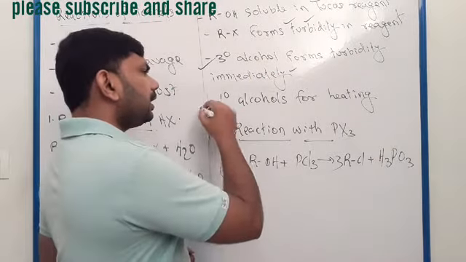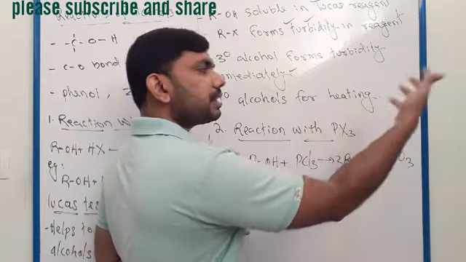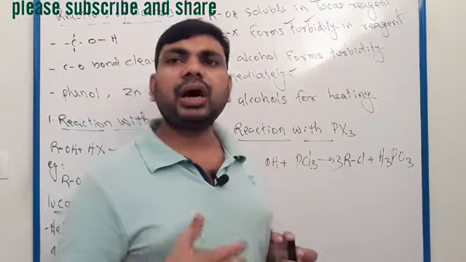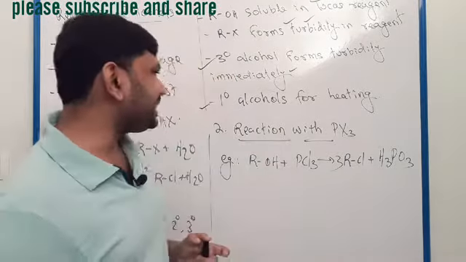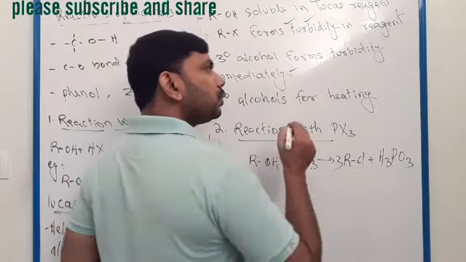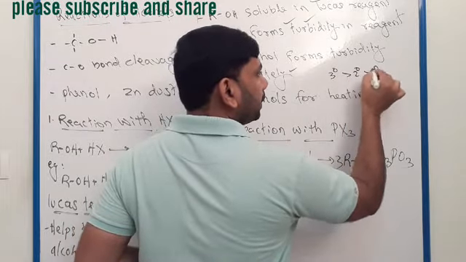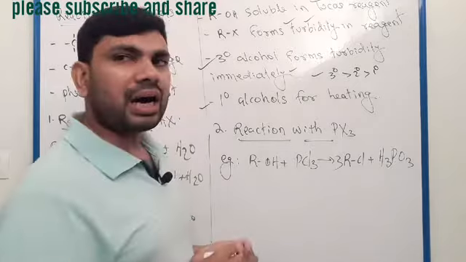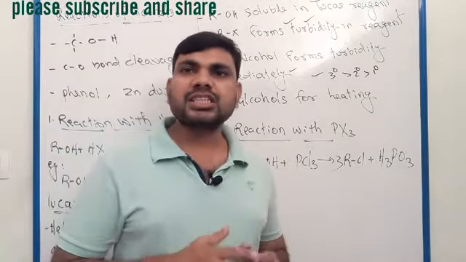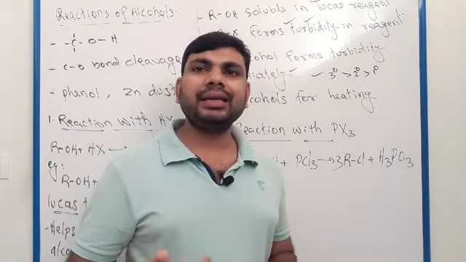Similarly, primary alcohol forms turbidity with Lucas reagent after heating, after some time, not immediately. So if the given alcohol forms turbidity after heating after some time, it indicates the given alcohol is primary alcohol. So we can arrange the reactivity of alcohol with the Lucas reagent: tertiary alcohol is more reactive than secondary, which is more reactive than primary. Clear? So this is the Lucas test. It helps to distinguish primary, secondary and tertiary alcohol. Lucas reagent means zinc chloride in HCl.